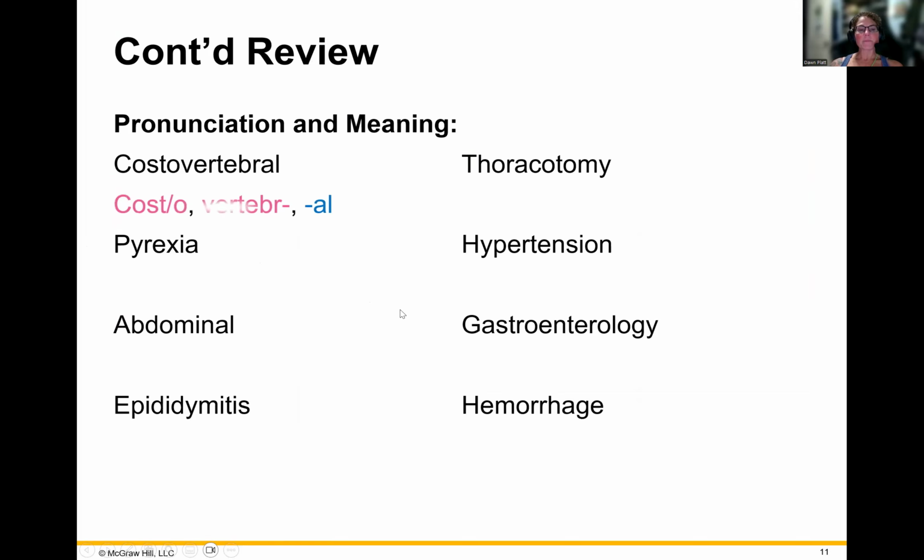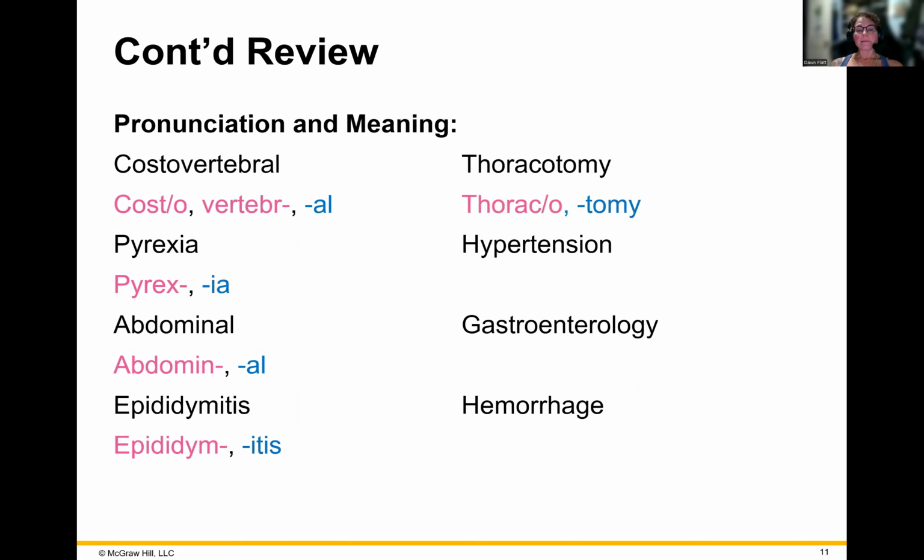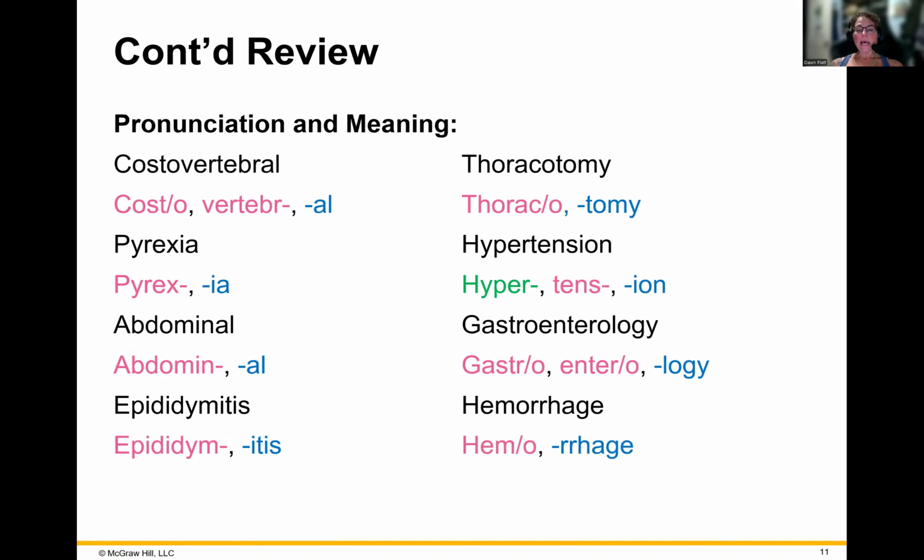So we have costovertebral, pyrexia, abdominal, epididymitis, that's a mouthful, thoracotomy, hypertension, gastroenterology, and hemorrhage. Notice how the pronunciation flows with those combining vowels in there, like gastroenterology.